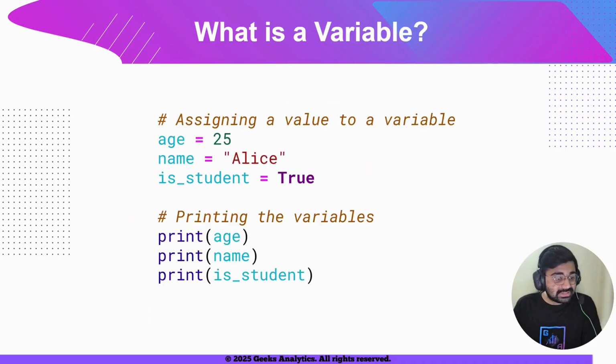Now let's see a very basic code of how a variable works. Let's say some code like age equals 25, name equals Alice, and is_student equals True. Here we are using variables with three different data types: one is an integer, one is a string, and one is a Boolean. To print any variable, you can simply use print and pass in the name of that variable. If you pass in age, that will print 25 as the output. Similarly, for name and is_student, Alice and True will be printed.